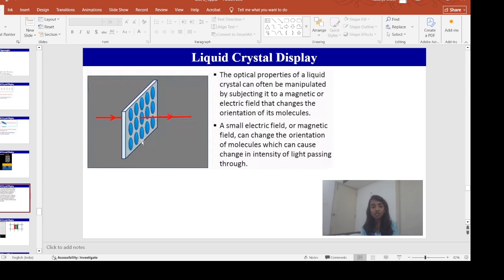We can do that by applying a small electric field or magnetic field at different small regions of this liquid crystal display. If we can apply a small electric field or magnetic field at different small regions, we can manipulate the orientation of the liquid crystal molecules. Thus, we can control the intensity of the light.